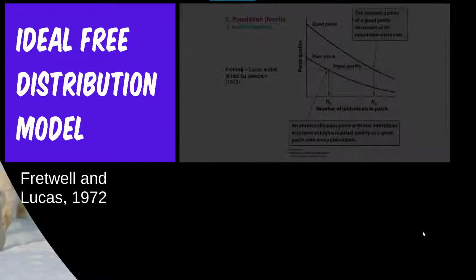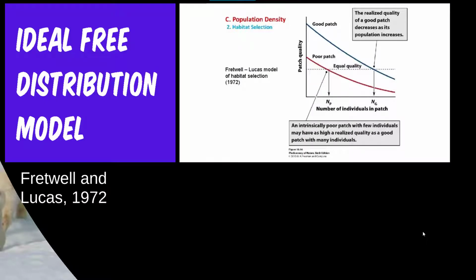Originally, Fretwell and Lucas in 1972 described the ideal free distribution model. This figure provides an example of it, wherein the red line is going to represent a poor patch that's not going to be as preferable to a species, and the blue line is going to represent a good patch, or a really good suitable habitat for an organism.